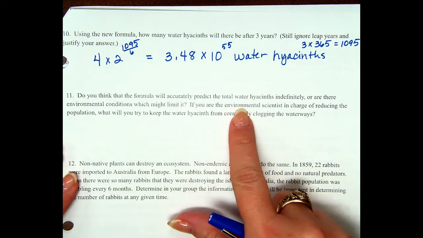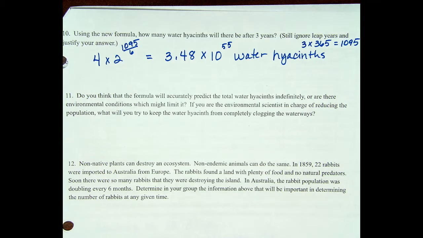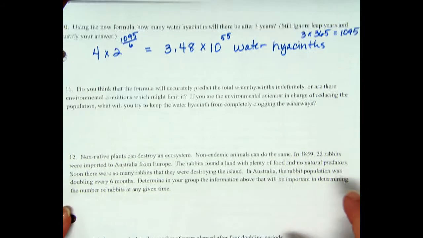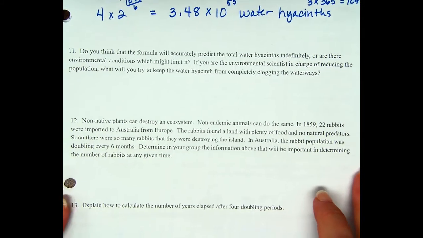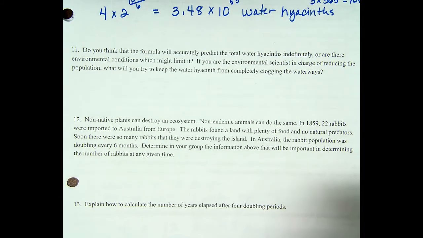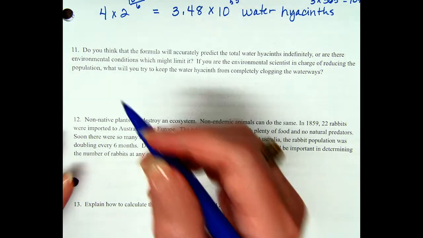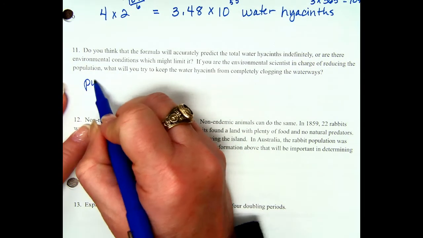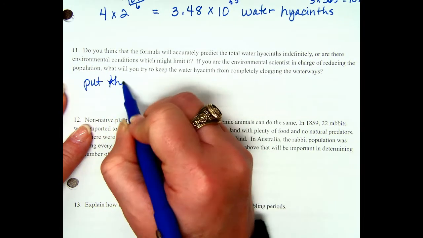If you are the environmental scientist in charge of reducing the population, what will you try to keep the water hyacinths from completely clogging the waterways? Yes, that's correct. They float on top of the water. A net? Put them in a net?